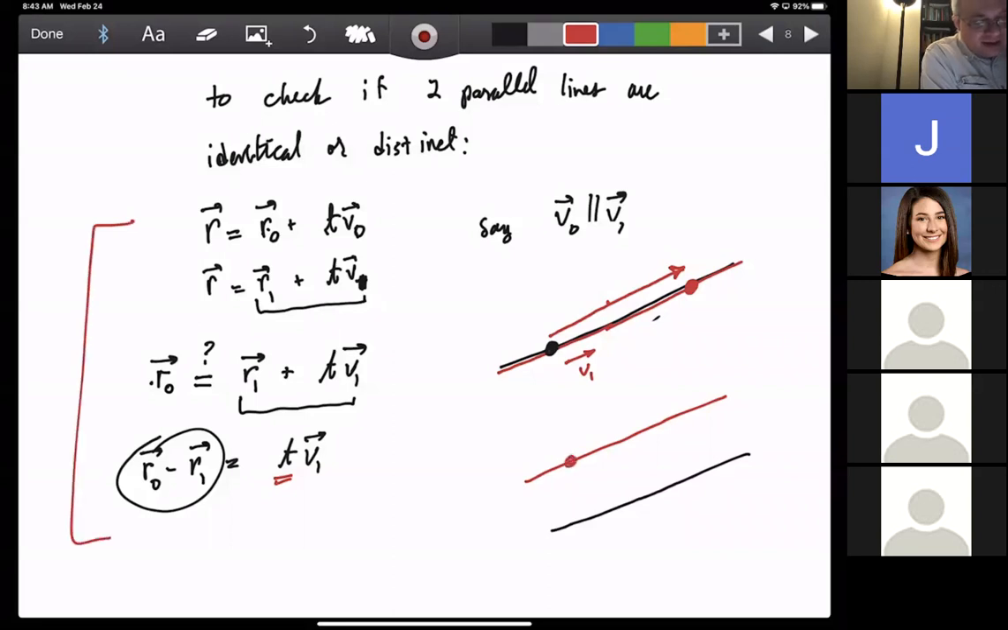So if here's my R1 and here's my R0, if I build the vector that takes me from one of these to the other, notice that's not parallel to the direction vectors for the two lines, if the lines are displaced from one another, if they're distinct. Okay.